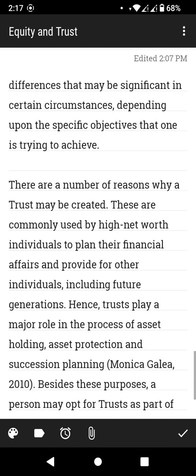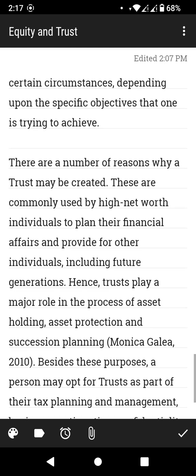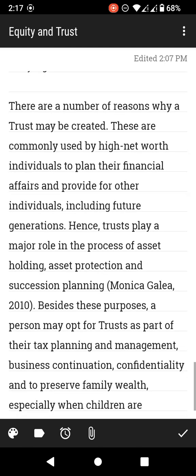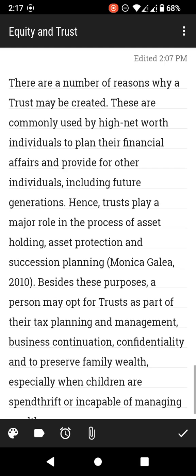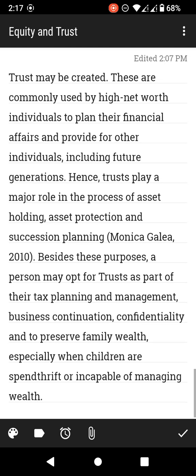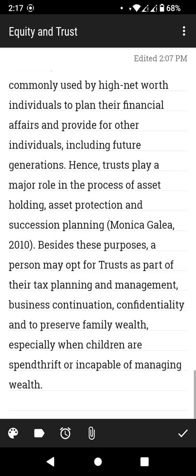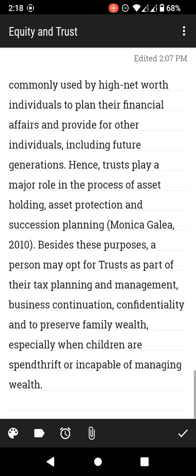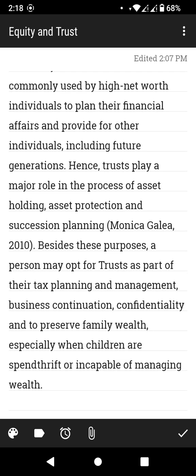There are a number of reasons why a trust may be created. These are commonly used by high net worth individuals to plan their financial affairs and provide for other individuals, including future generations. Hence, trusts play a major role in the process of asset holding, asset protection, and succession planning. Besides these purposes, a person may opt for trusts as part of their tax planning and management, business continuation, confidentiality, and to preserve family wealth, especially when children are spendthrift or incapable of managing wealth.